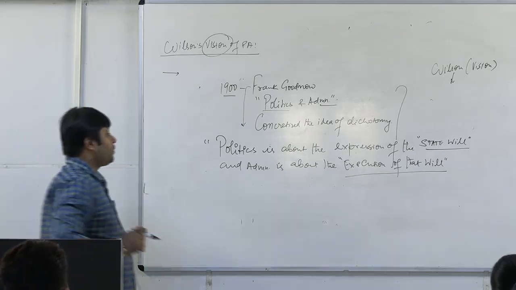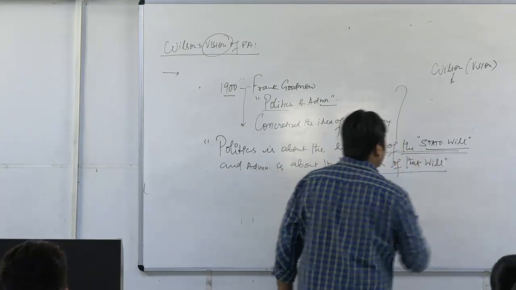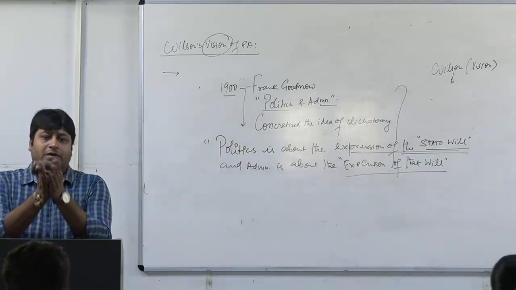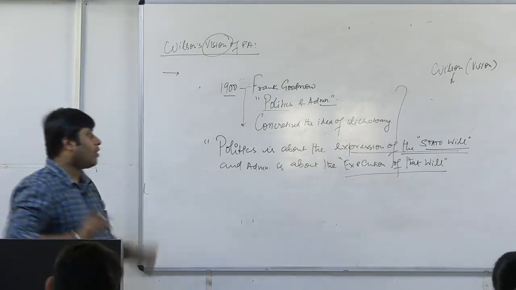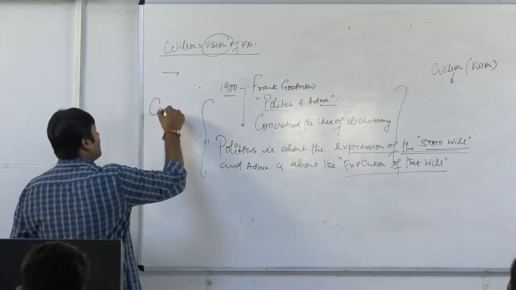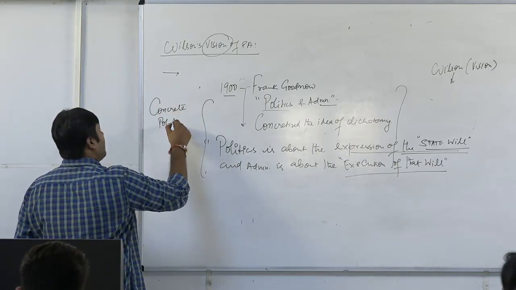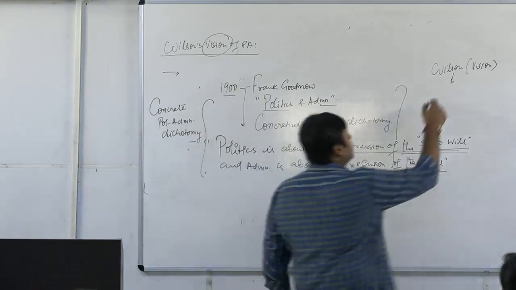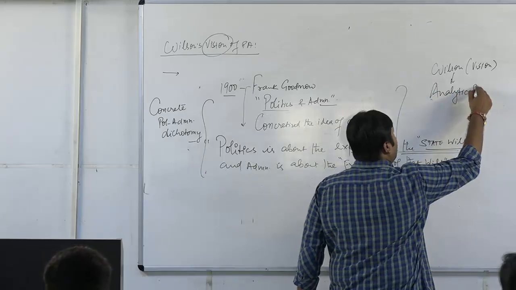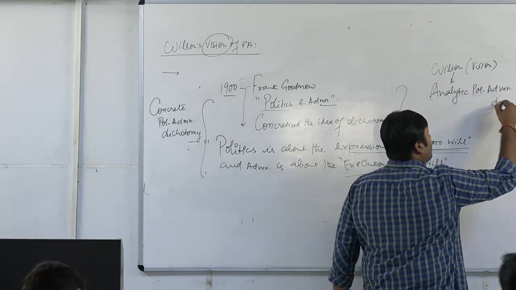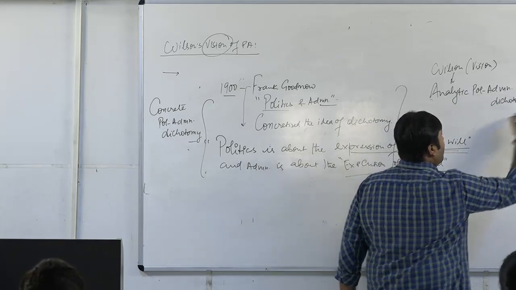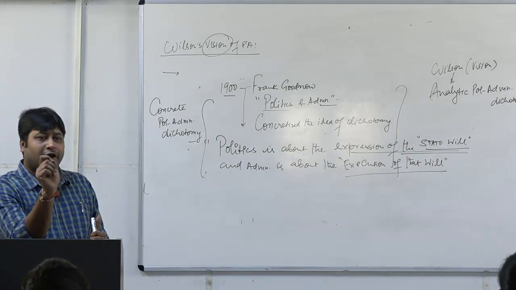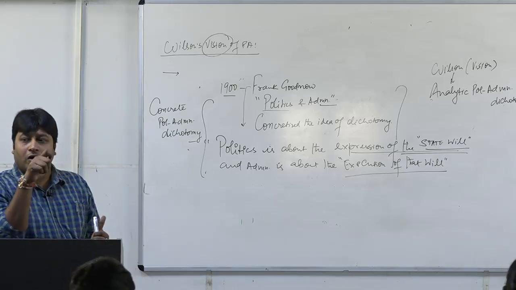So his idea that politics is about the expression of the state will and administration is about the execution of that will functionally and institutionally separates the administration and politics. So when Goodnow comes, we say that this is the concrete politics-administration dichotomy. Wilson was more concerned with the analytic politics-administration dichotomy, whereas Goodnow was more about the concrete politics-administration dichotomy.